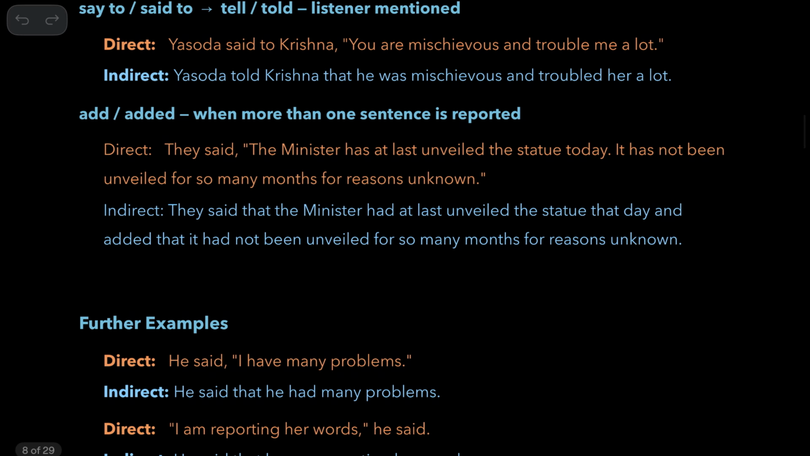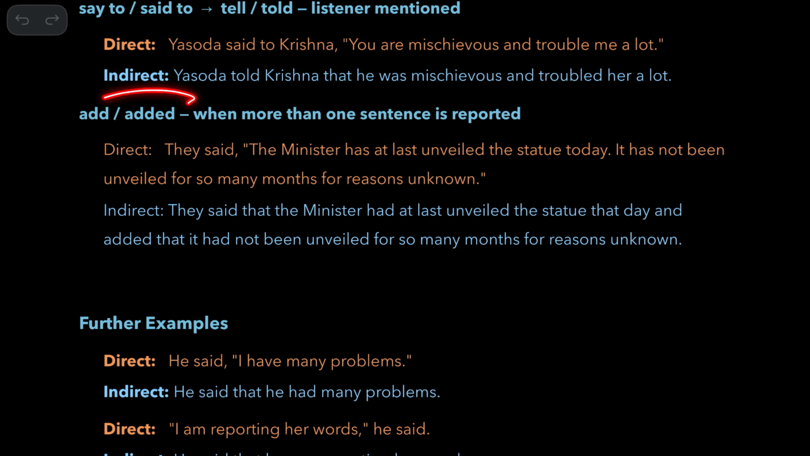Sometimes you need to report more than one sentence. In such cases, you use add or added. For example, they said, the minister has at last unveiled the statue today. There is a full stop. It has not been unveiled for so many months for reasons unknown. So you have got to report two sentences.